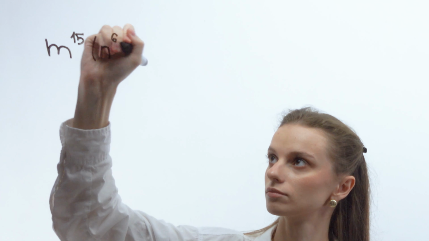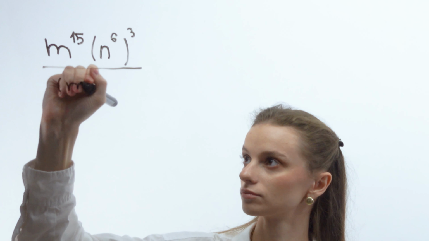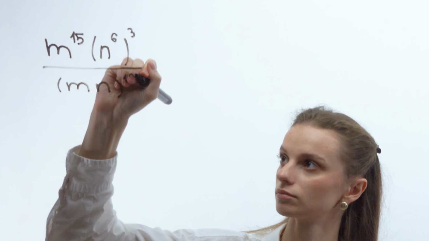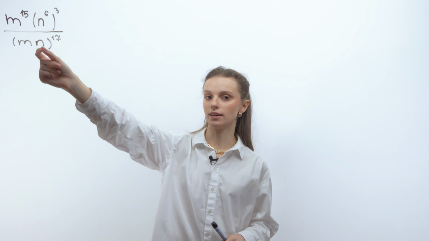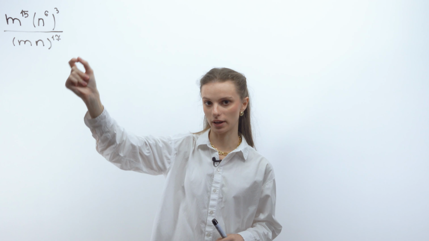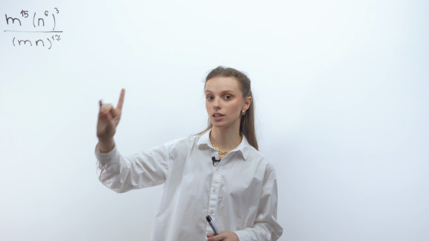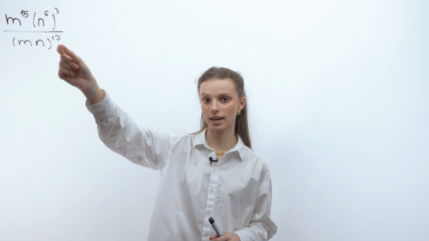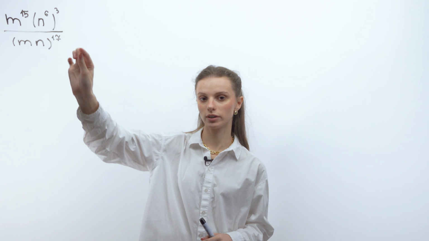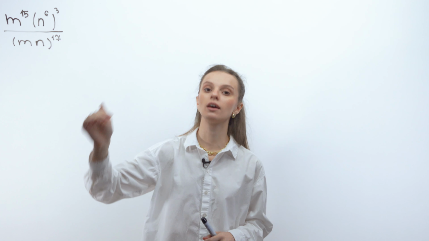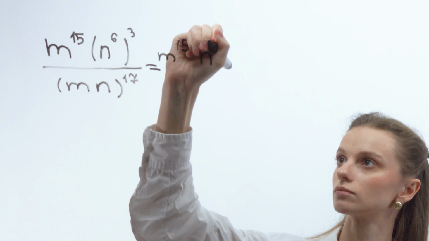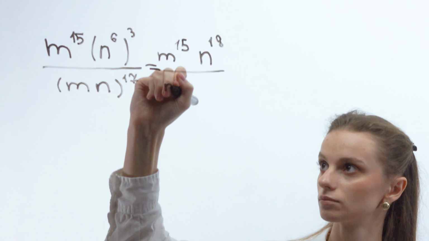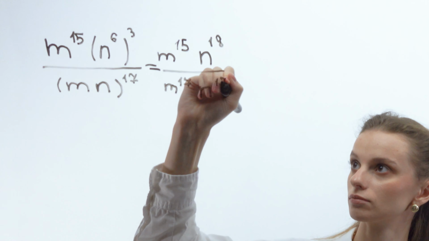Let's keep going. In this example, we have m to the 15th power, n to the 6th power, all to the 3rd power, over m n to the 17th power. What are we going to do? First thing, I'm going to open these parentheses, and then here I'm going to separate m and n. And the rules of exponents tell you if you are multiplying numbers and they have the same power, you can just distribute that power. So m to the 17th and n to the 17th. In the numerator, you're going to have m to the 15th power times n to the 18th power. And in your denominator, you will have m to the 17th and n to the 17th.